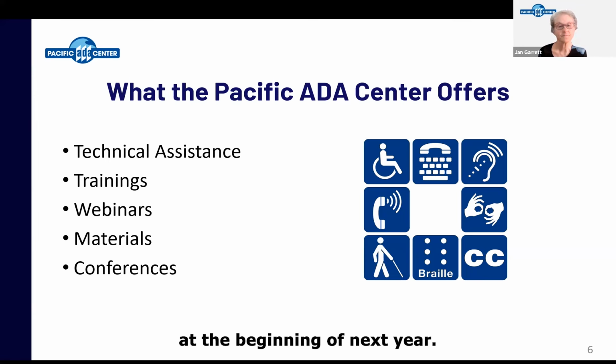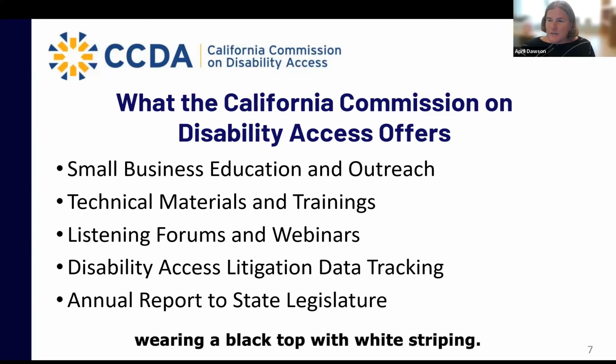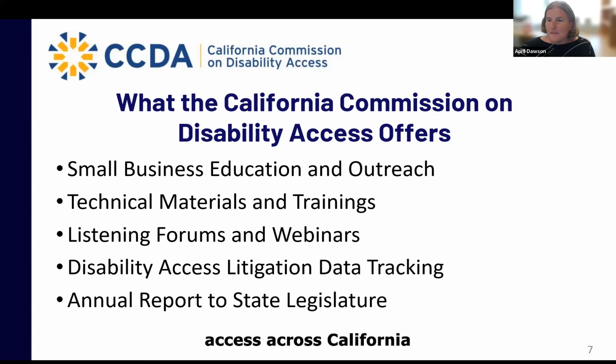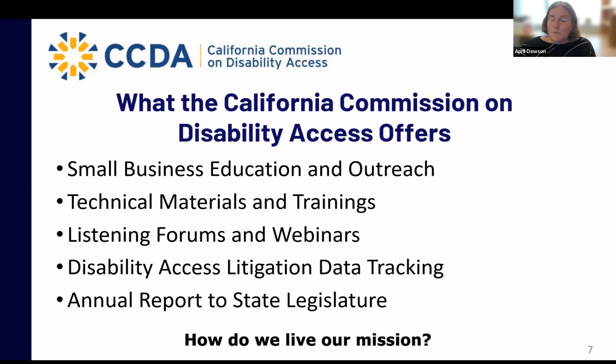Thank you, Jan. This is April, and I'll describe myself for accessibility modeling. I am a white woman with short grayish brown hair, and I'm wearing a black top with white striping. I'm the executive director of the California Commission on Disability Access. We are a 17-member public commission that was formed in 2009, whose mission is to increase access across California through dialogue and collaboration with a variety of stakeholders, including but not limited to the disability, business, and all levels of government communities. So how do we live our mission?